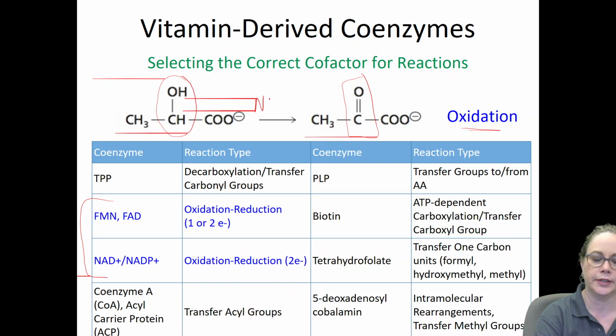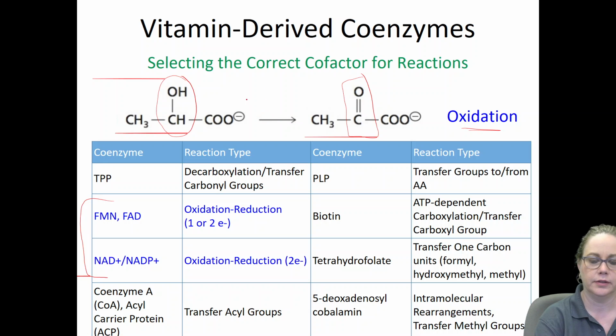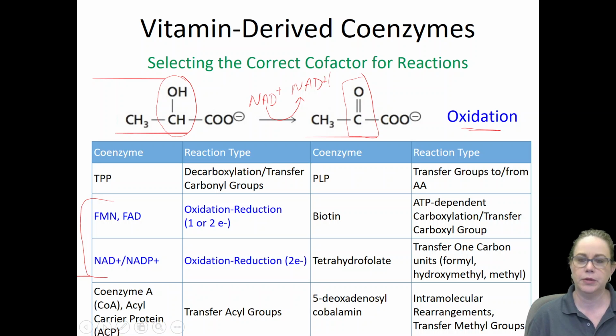If you were to select NADH, the reduced form, that would be an incorrect response because what we're going to essentially do is transfer the equivalent of a hydride from our substrate onto the coenzyme. So really what we'll be doing in this process is our NAD+ will be converted into NADH. And that's the same for all of those options, the FMN and FAD, NAD+ and NADP+.